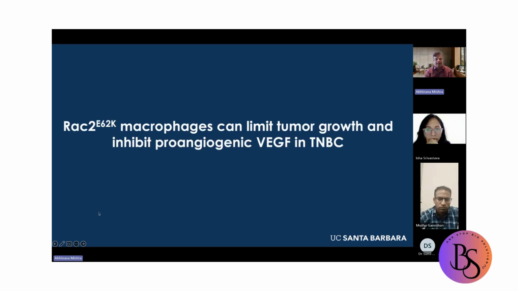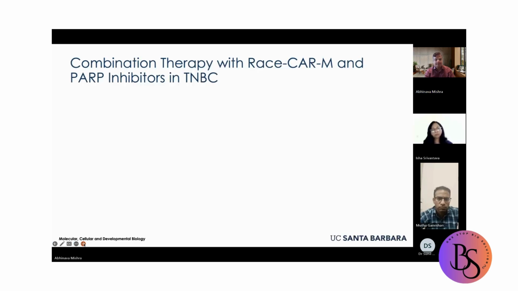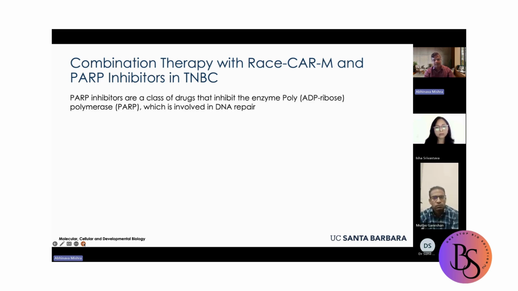So suggesting that the RAC macrophages in principle can work with solid tumors as well. And since we know that for triple negative breast cancers there is only one approved therapy, which is a PARP inhibitor, we tried to combine them with a PARP inhibitor.